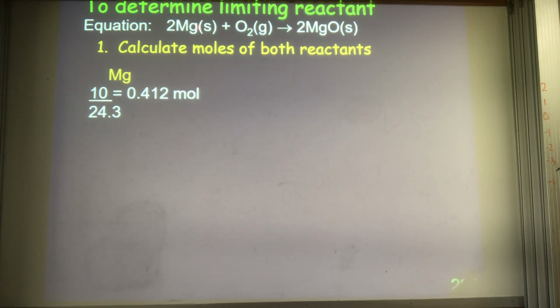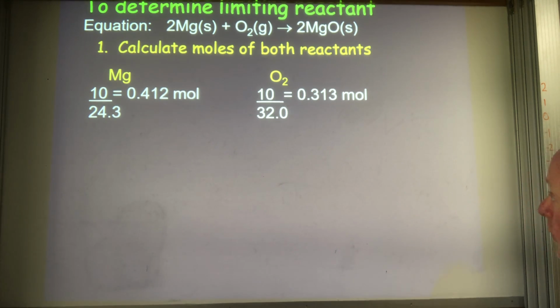So in this case we had 10 grams of magnesium and 10 grams of oxygen. We work out the number of moles of both, using the mass formula of course, and we've got the number of moles of both. Now which one of those is going to run out first? Well, we have to do a calculation to see. Now we take one of these reactants. I'm going to take magnesium.